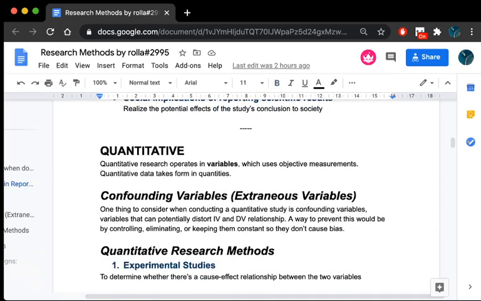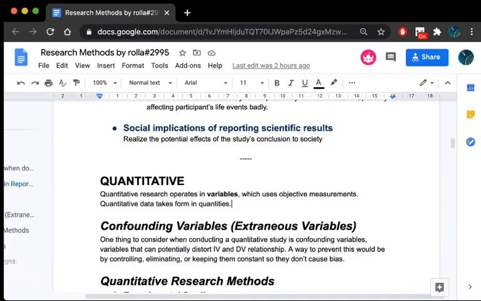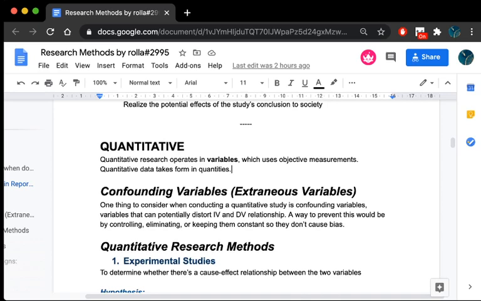Okay, now we can finally jump into quantitative studies. So quantitative studies operate in variables and use objective measurements. So they try to turn behavior into data and analyze the data and see if it's significant or not.